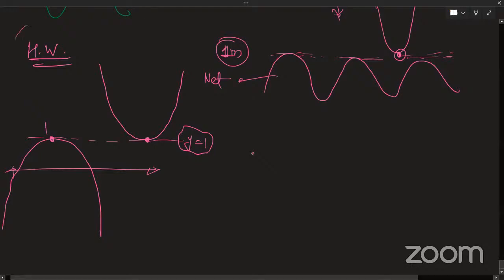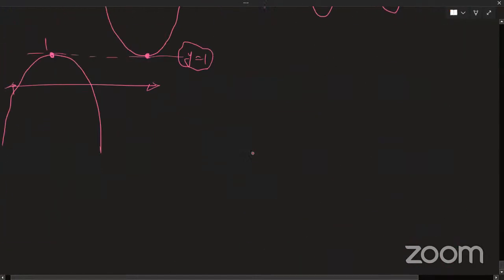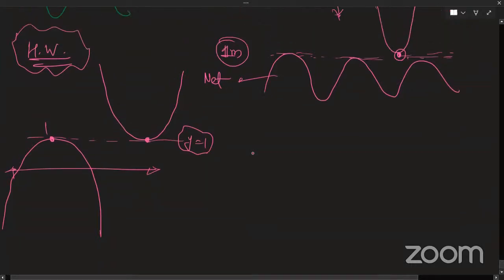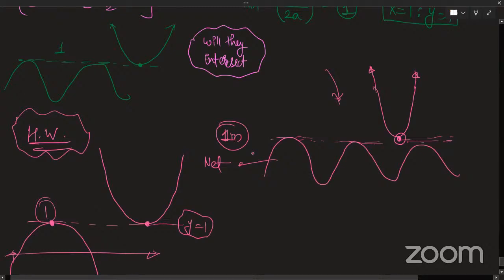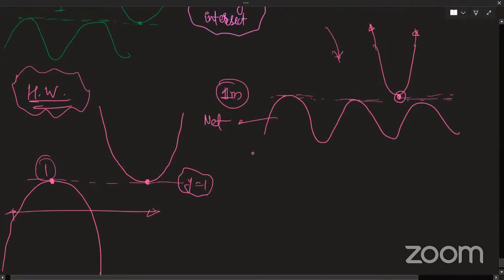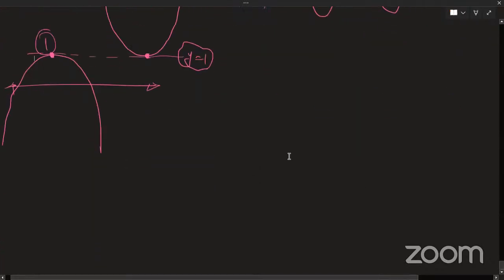Okay, take it as homework. See, I have drawn a counter example for you also. This is my one curve. This is my second curve. This curve has a maximum value of 1. This curve has a minimum value of 1. So I can't say for sure that they will intersect. There has to be one separate condition for that also. So that we'll be discussing tomorrow.